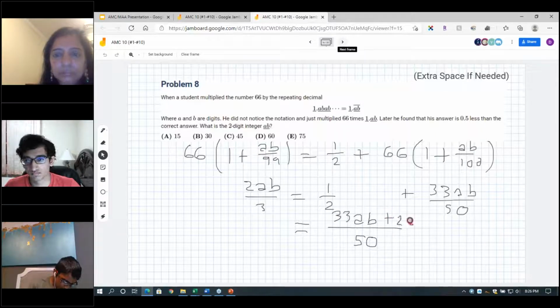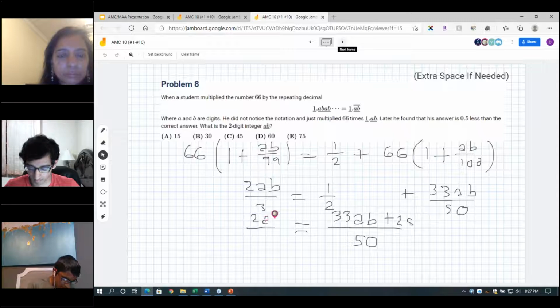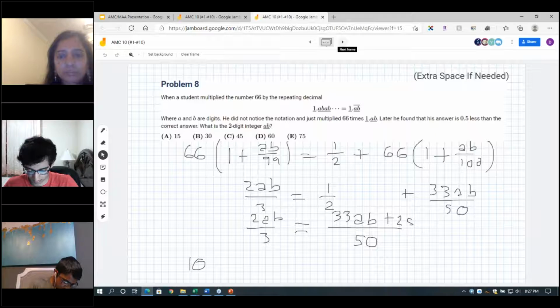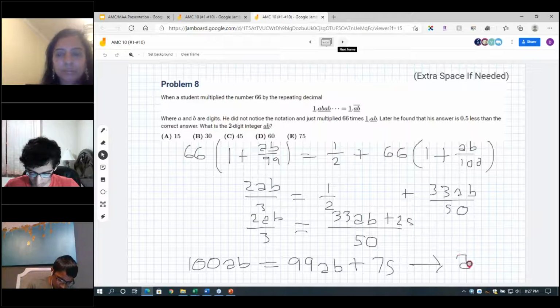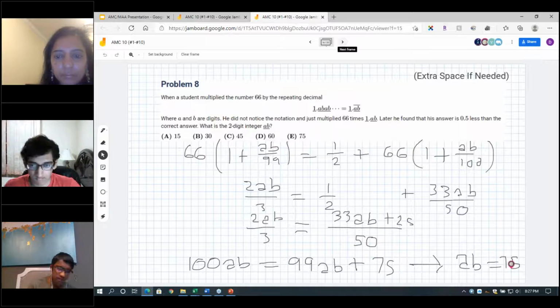Now what I want to do is multiply both sides by 150 to get rid of these fractions. So then we have 100AB is equal to 99AB plus 75. So bringing the 99AB to the other side, we have AB is equal to 75. So the answer is E, 75.